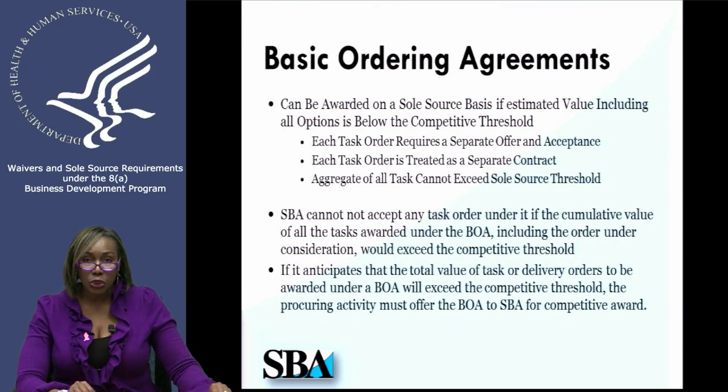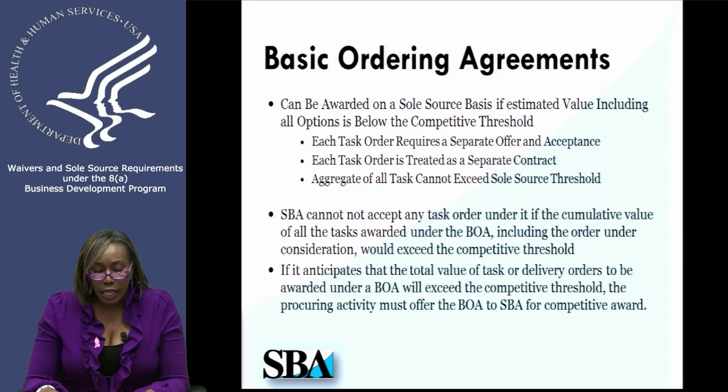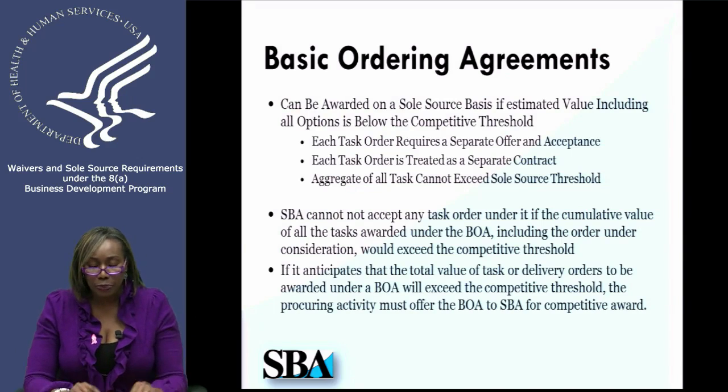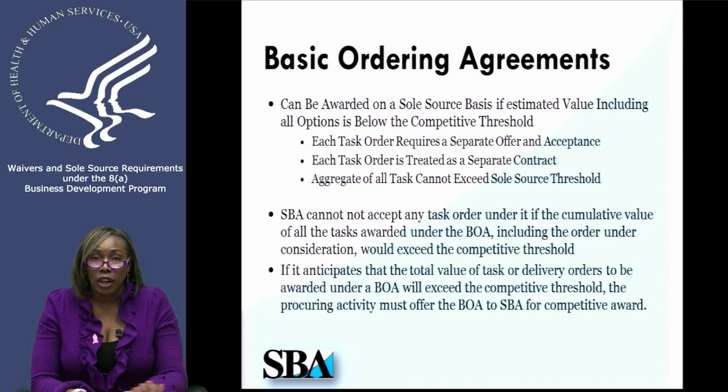I now want to turn to basic ordering agreements. In the basic ordering agreement, we have awards that are on a sole source basis, okay? And you can sole source a BOA, a basic ordering agreement. However, if you sole source a basic ordering agreement, each task order requires a separate offer and acceptance. So each task order, you have to give an offer and acceptance.